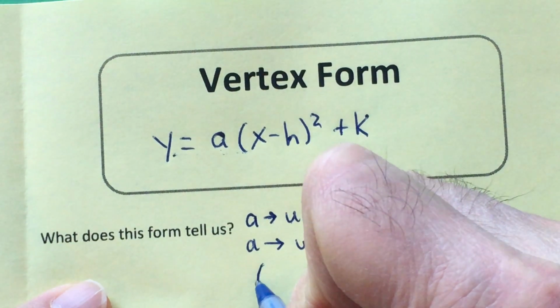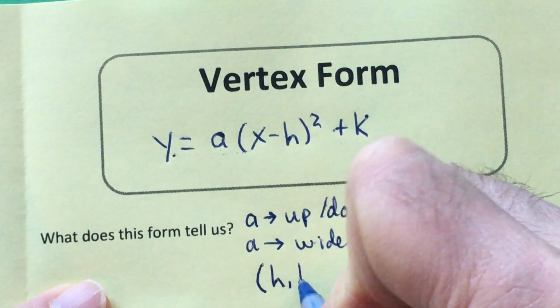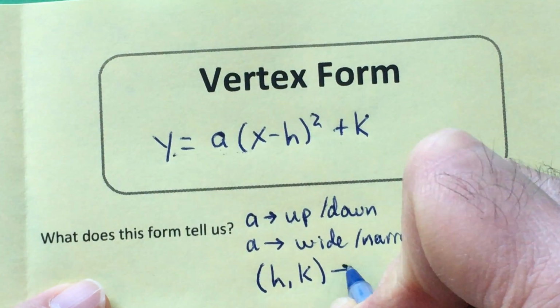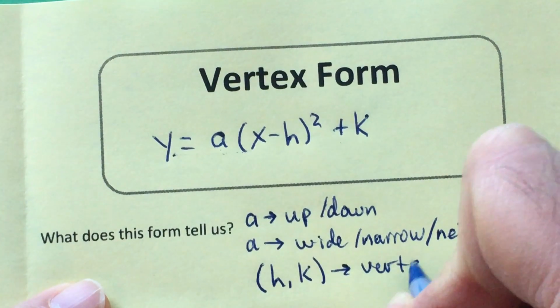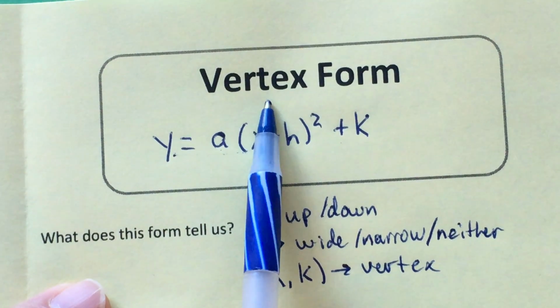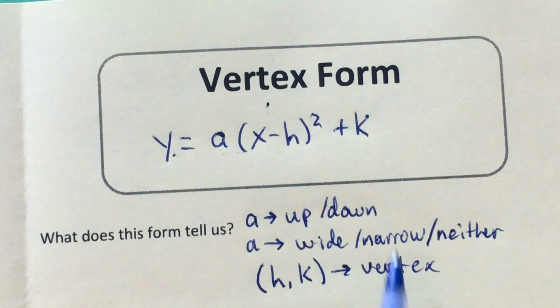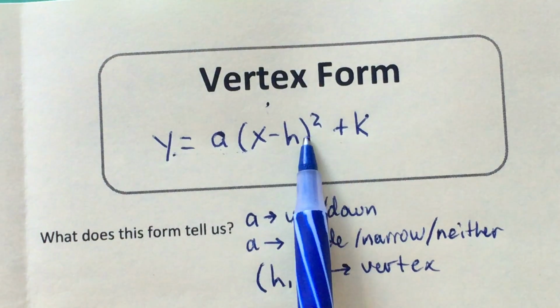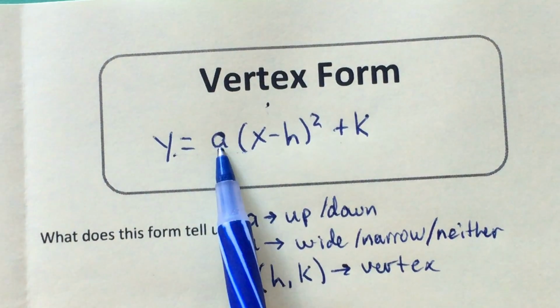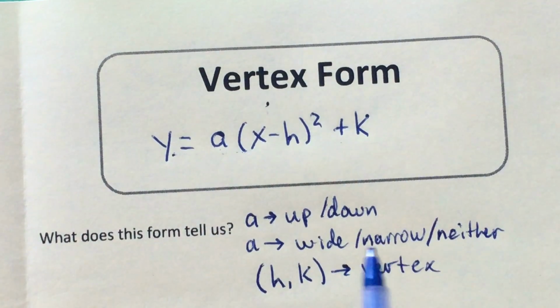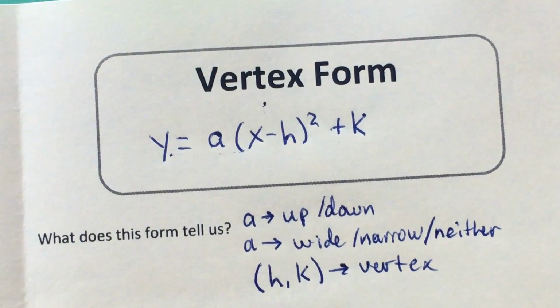The h and k are the vertex. That's why it's called vertex form. So in this one, as soon as you look at the numbers, you know where the vertex is, and you know if it's up or down, and you know if it's wide or narrow. Those are 3 things you can tell instantly just by looking at it.